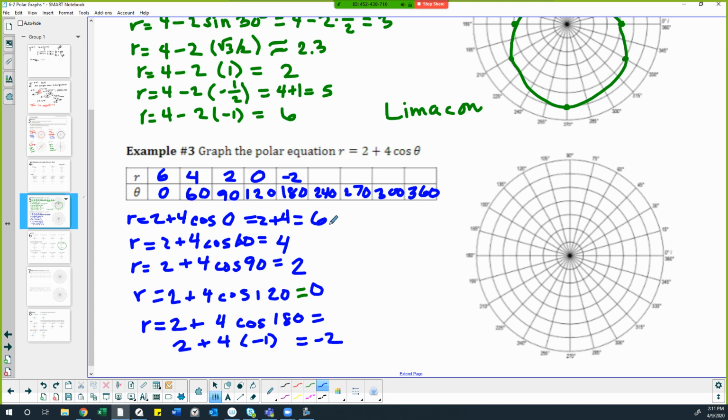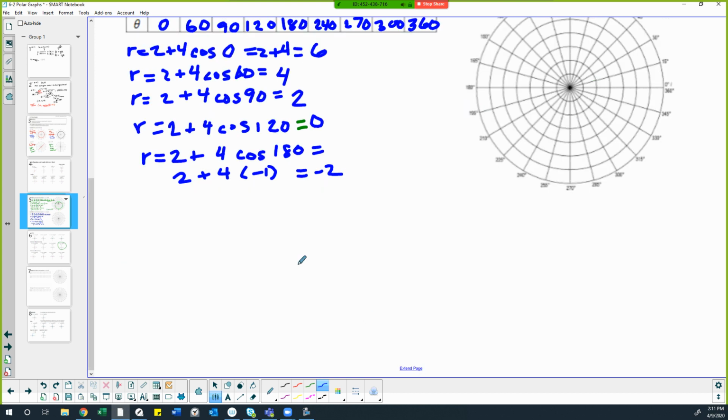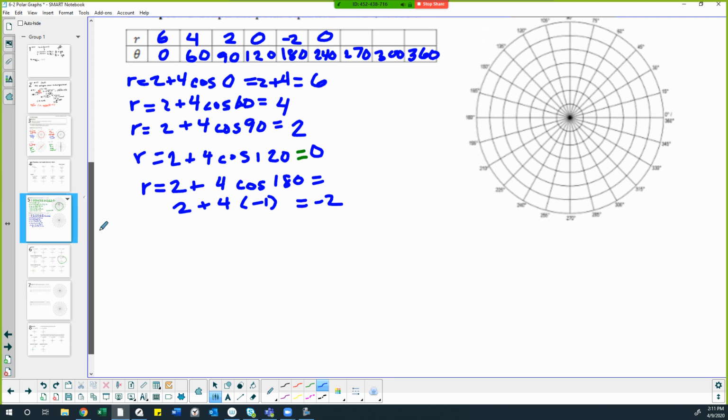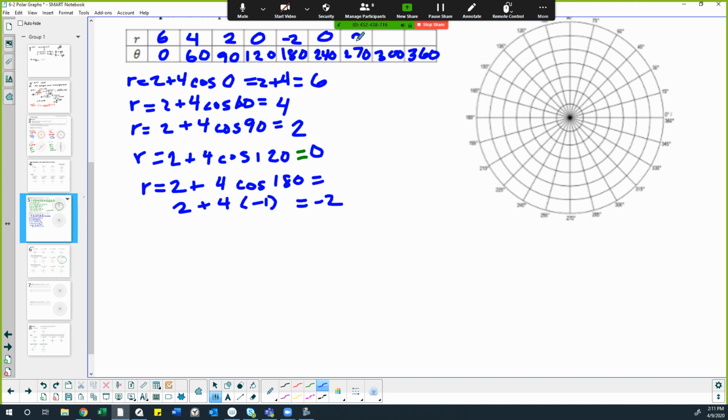Okay, 240 would be a -1/2. And so for 240, if we do 4 times -1/2, we would get a -2. And 2 plus -2 would be 0. I stopped writing these out. Is that okay, or do you want me to keep writing them out? Let's see, 270. So 270, the cosine of 270 is 0. So that would be the same answer as 90, which was 2.